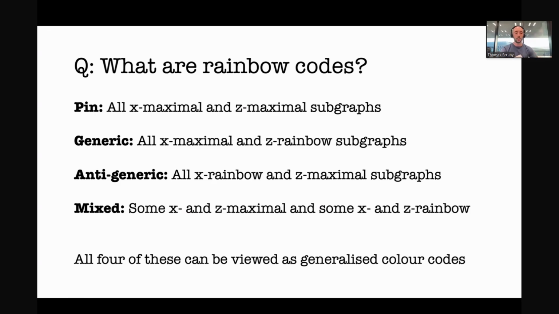This is the main thing to see here: in the case that rainbow subgraphs and maximal subgraphs are the same thing, each of these four reduces to just the normal color code. So when you say pin codes are generalizations of color codes, this is true. But now you can see that this is one axis to generalize the color codes along, but there are many others that you can also pick. And we'll see that some of them are maybe a bit more useful.